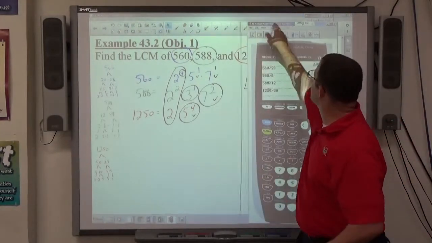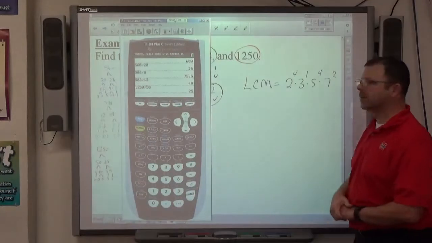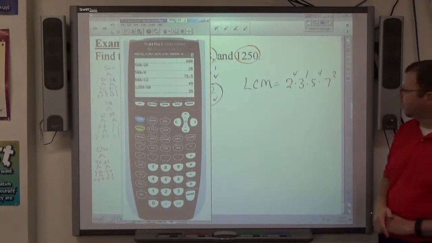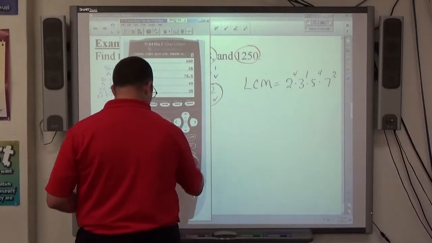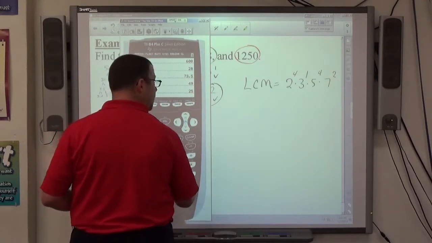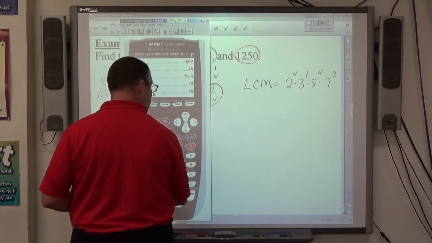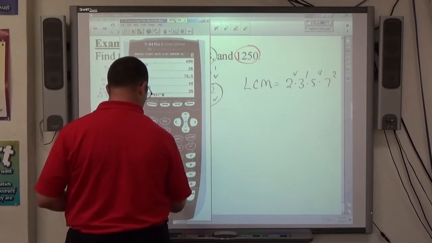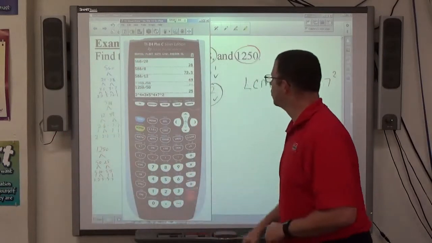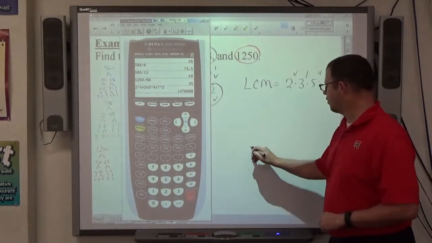And then it's just a matter of evaluating that. And again, I don't want to do that by hand. Kind of ridiculous, so I'm going to do 2 caret 4 times 3 times 5 caret 4 times 7 caret 2 equals, comes out to 1,470,000.